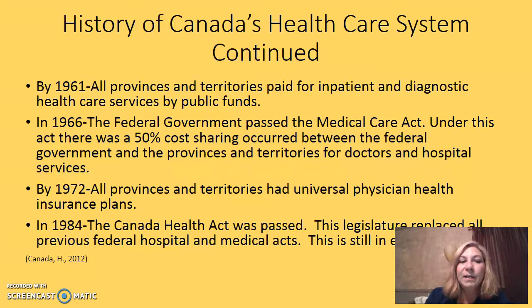By 1972, all provinces and territories had universal physician health insurance plans, and then in 1984, the Canada Health Act was passed. This legislation replaced all previous federal hospital and medical acts, and this is still in effect today. And that's why we spent a lot of time on that previously, because it is still a big part of Canada's healthcare system.